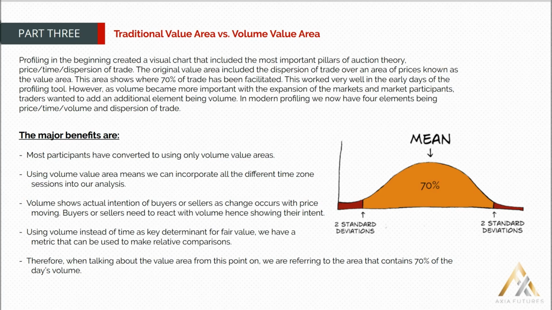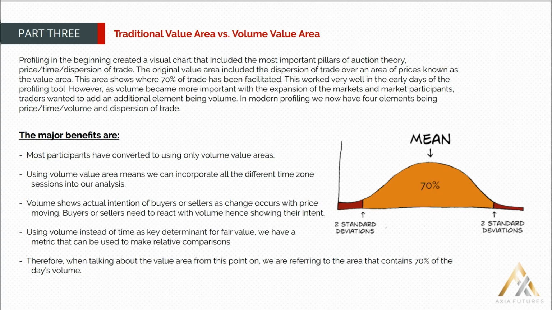The first one. Most participants nowadays have converted to using only volume value areas, and I'll explain to you why. First and foremost, using volume value area means we can incorporate all the different time zone sessions into our analysis. Now, what do I mean by that? If you look at some of the key US markets, for instance, the US equity index, the S&P 500 or the NASDAQ, or the US bond market, nowadays they're trading almost 24 hours. So the key question you have to ask yourself is, any trade that is done outside of the cash pit session, how important is this trade? That's the question you have to ask yourself.